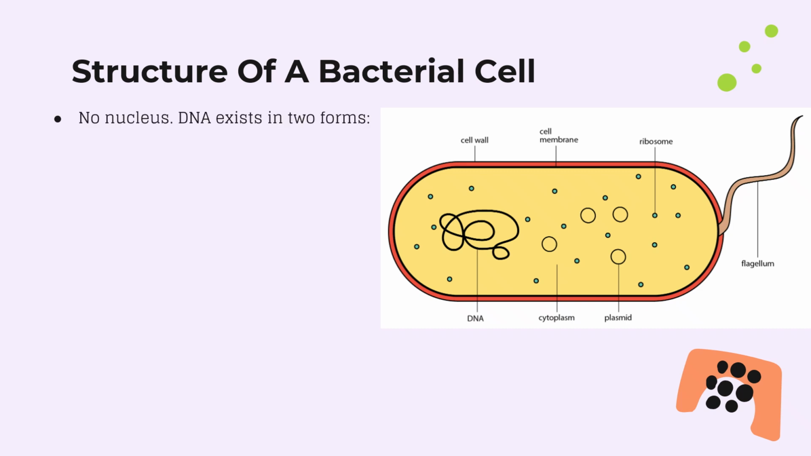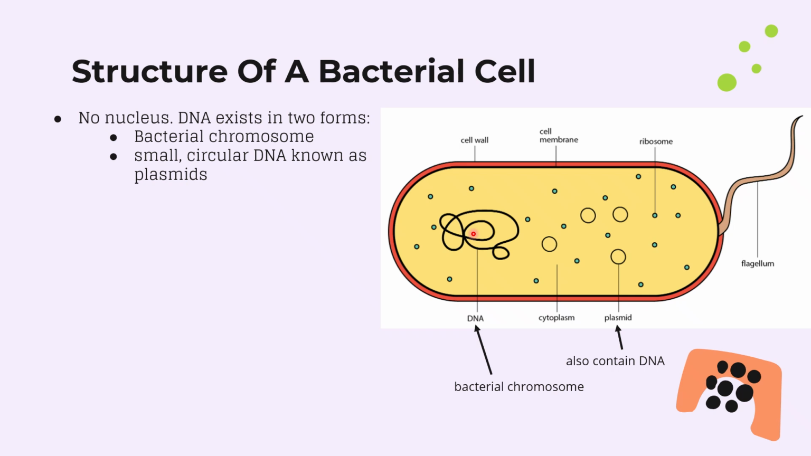So let's start with the structure of a bacterial cell. A bacterial cell has no nucleus. However, they do have DNA. And the DNA exists in two forms. The first one is in the form of a bacterial chromosome. So you are looking at the bacterial chromosome over here. There is no nucleus, they are just lying freely in the bacteria. The second form of DNA is known as a plasmid. So you see these little circular structures here. These structures are known as plasmids, and they also contain genetic material.